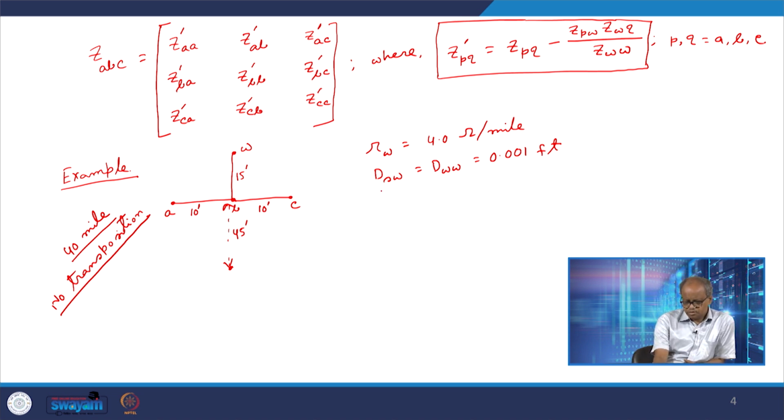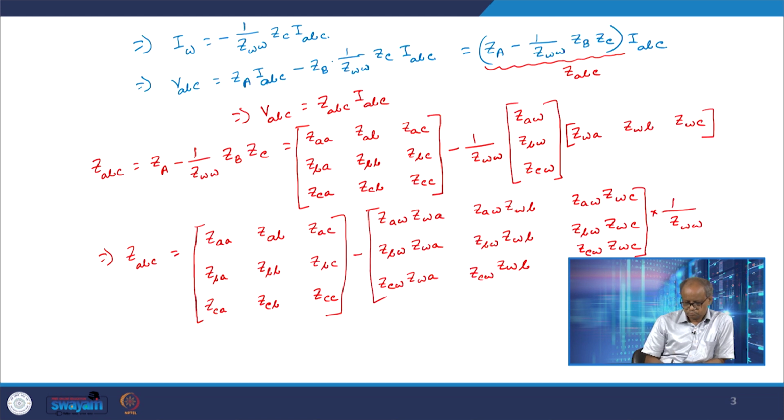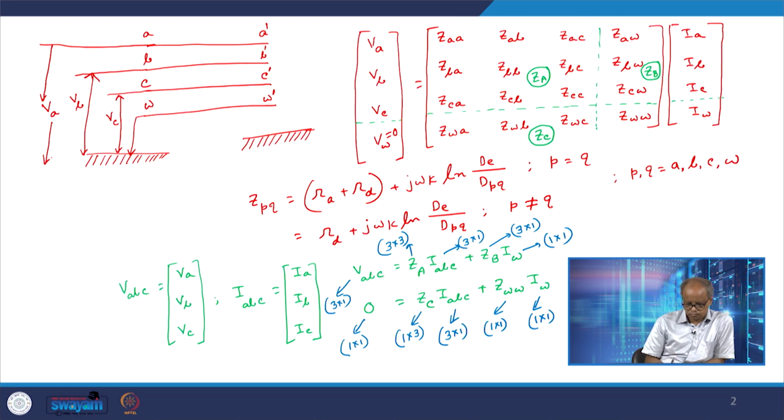So then therefore ZWW would be Rw plus Rd, right. So Rw plus Rd.